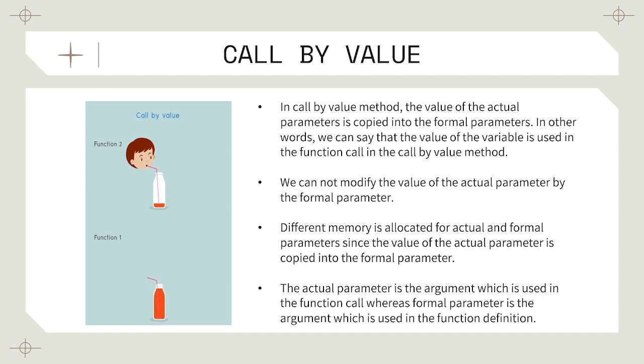So, coming to the call by value in terms of programming concepts, in the call by value method, the value of the actual parameter is copied into the formal parameters. We cannot modify the value of the actual parameter by the formal parameter, as seen in the real life example. Different memory has been allocated for both the actual and the formal parameter. The actual parameter is the argument which is used in the function call, whereas the formal parameter is the argument which is used in the function definition.